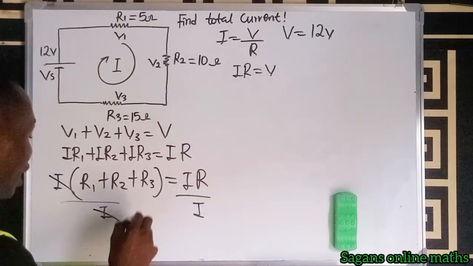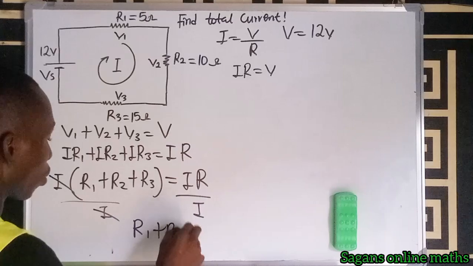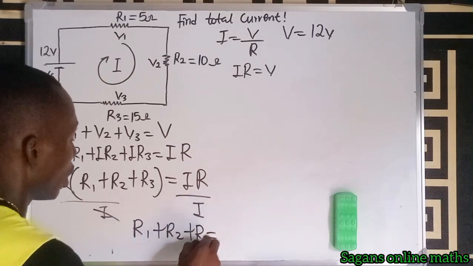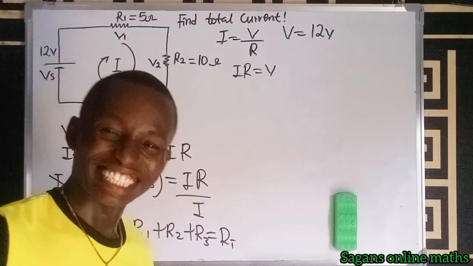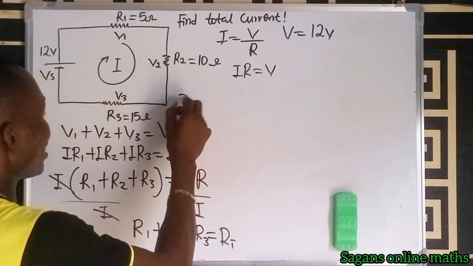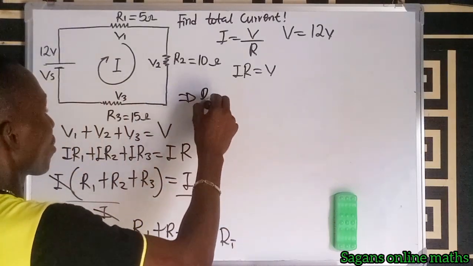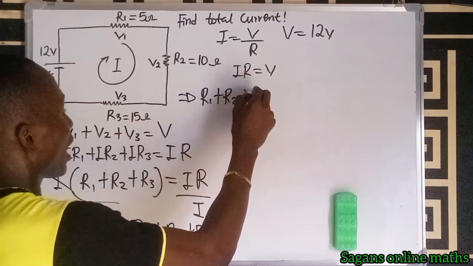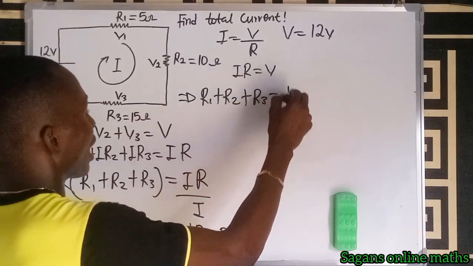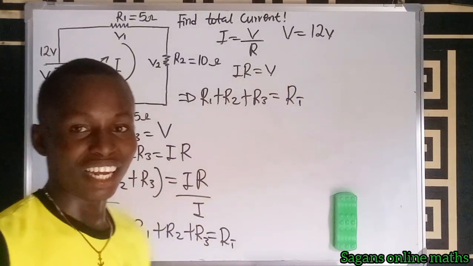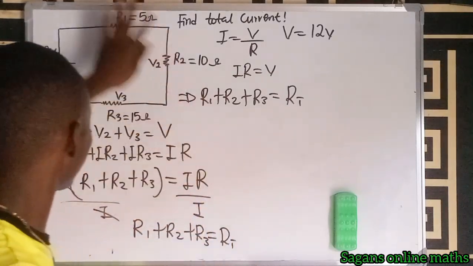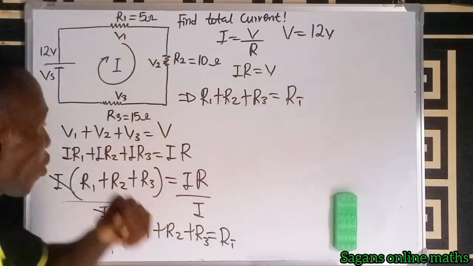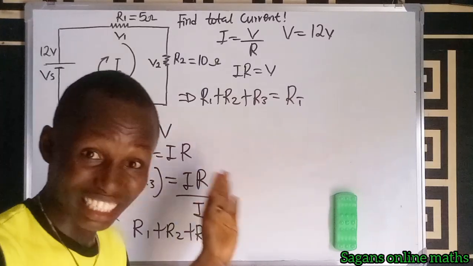We see that R1 plus R2 plus R3 is equal to what? Our total resistance. Wow, this is amazing. So it implies that R1 plus R2 plus R3 is equal to the total resistance. Wow, this is pocket genius, right? Now this is the formula of this circuit. Now let's find the total resistance in this circuit.